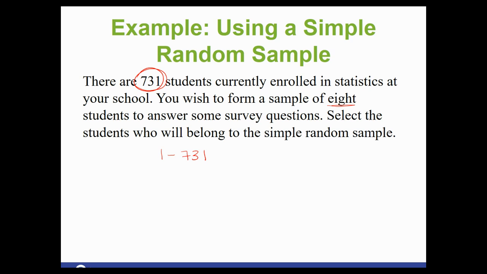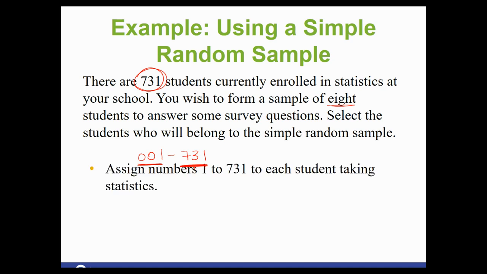But because we're reading this off a table, you always look at your bigger number, your total here, so 731. There's 3 digits there. So this first person also needs to have 3 digits. It's kind of like your social security number. Everybody has the same number of numbers. We all have 9. Same with your VID. We all have the same number of your VID number. So this one needs to be 001 to 731. Those are the numbers that each student has been assigned. I want to pick 8 of them.